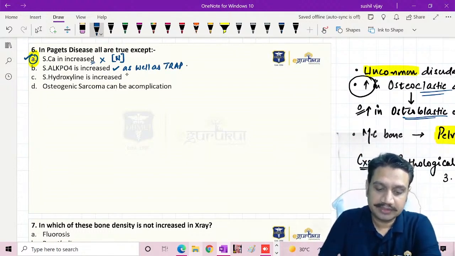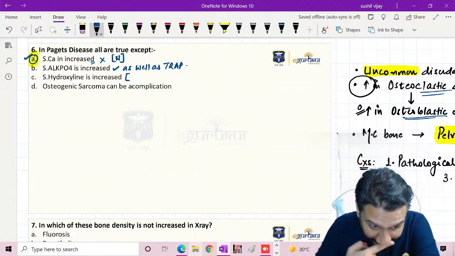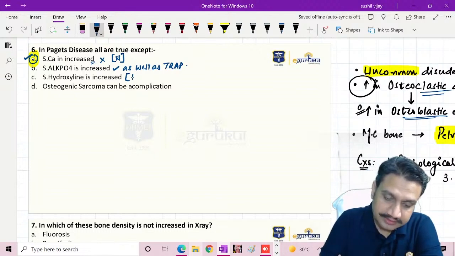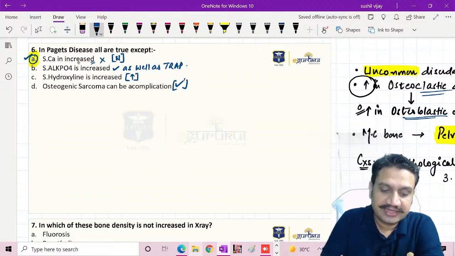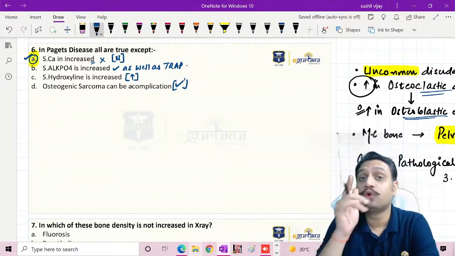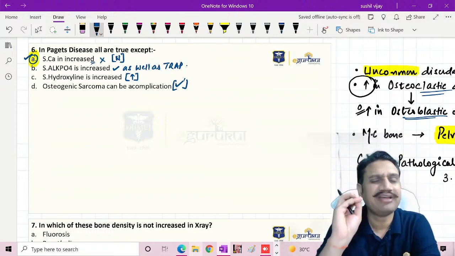Serum hydroxylysine, yes, that I told you. This is correct, that it will be increased. Osteogenic sarcoma is a complication that can happen, right? So serum calcium is not increased, and serum calcium can only increase in a few conditions, very minimal.